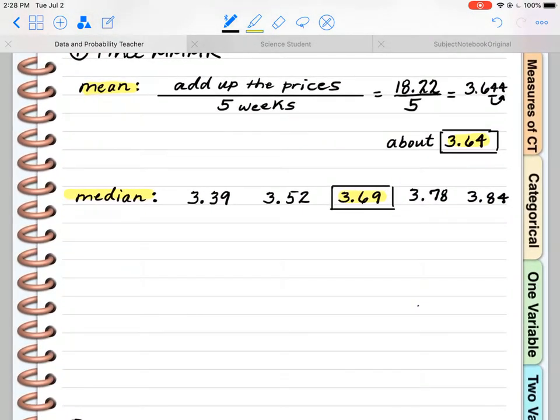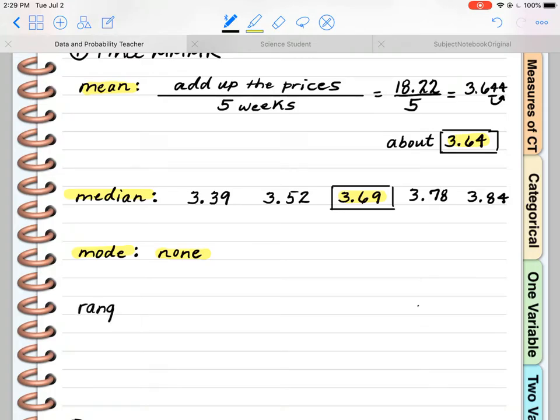Okay, the mode. I like to put them in order because that helps me very much with mode. Mode is the one that I see the most. So if there is one that is repeated, you will see it when they're in order. And in this case, there's no mode. None of them are the same. All of the weeks were different. So there's no mode. Remember, you don't put 0 because that would mean that there's $0 per gallon.